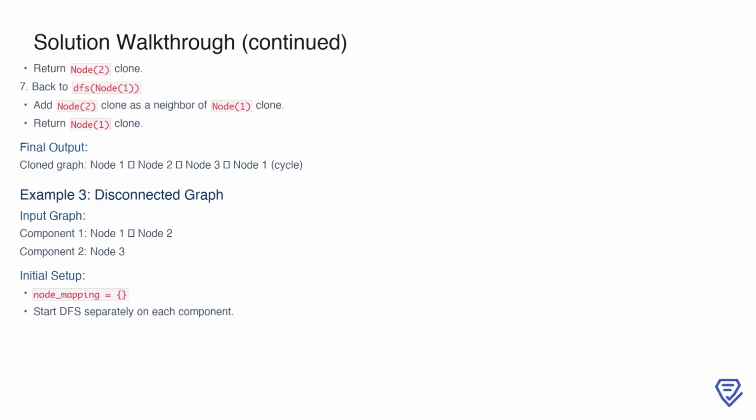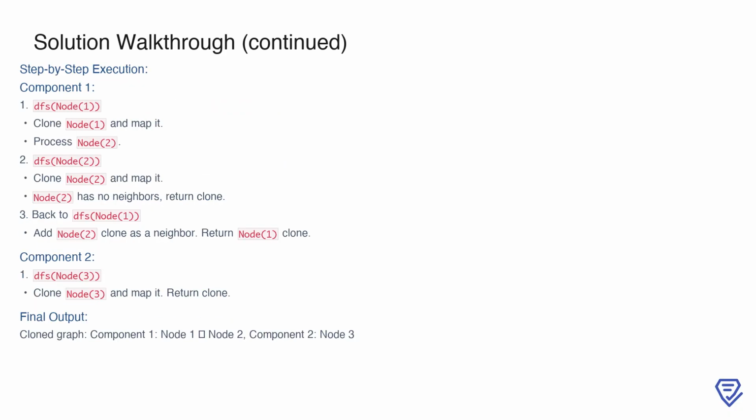Now, we turn to a disconnected graph with 2 separate components. Component 1 consists of node 1 pointing to node 2, and component 2 is an isolated node, node 3. Since the graph is disconnected, we perform DFS separately on each component. We start with component 1, initializing node_mapping as an empty dictionary.